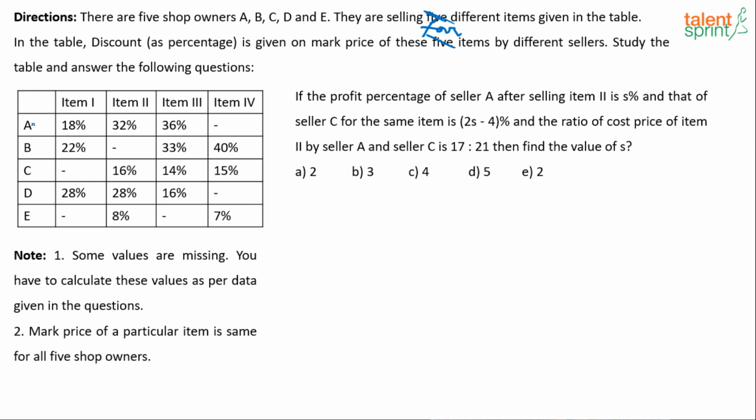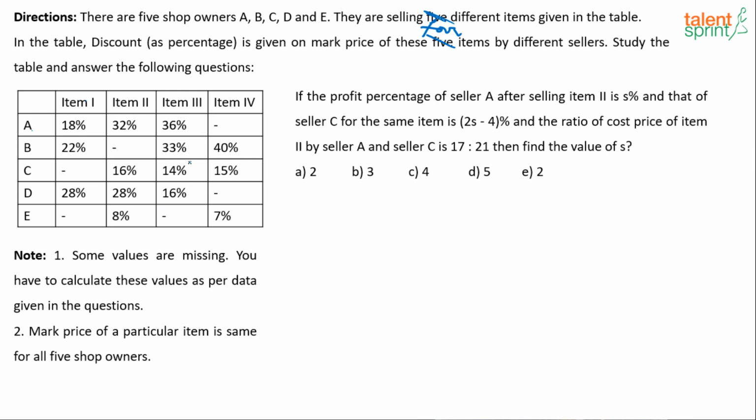A, B, C, D, E are 5 sellers. Item 1, 2, 3, 4 are the different items, and we have got percentages here. Now what is it? 18%? 18% is the discount given on item 1 by seller A. 16% here is the discount given on item 2 by seller C. The discount given on item 3 by seller E is not known to us.